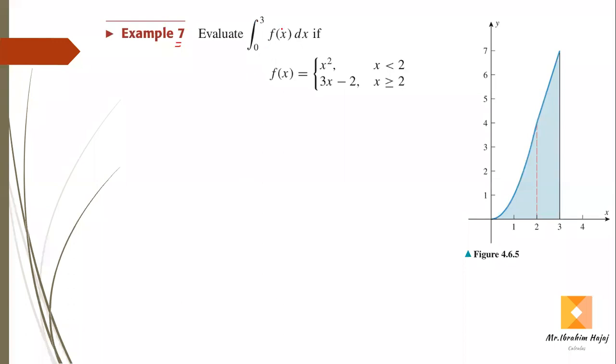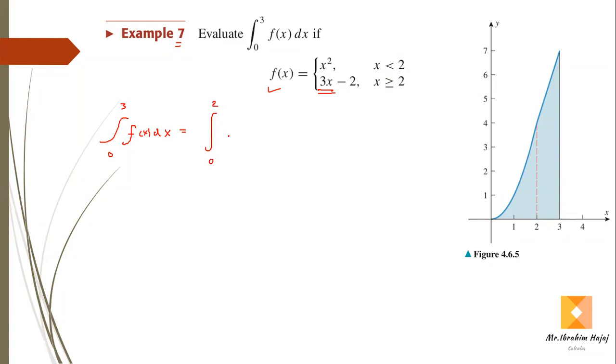The integral from 0 to 3 of the function f of x. The function f of x is defined as x squared for all x values less than 2, and 3x minus 2 for all x values greater than or equal to 2. Yes, we have to write it again. From 0 to 2, we write it equal to the integral from 0 to 2 of the x squared function.